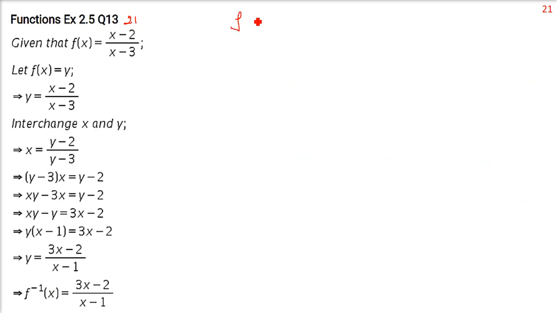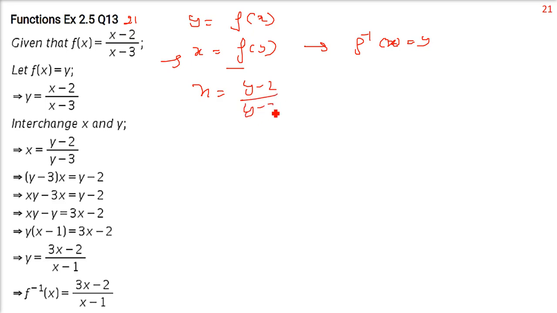f(x) equals y is how we do all the functions. But when we do inverse, we change the positions of x and y. So x becomes equal to f(y), and from here we will get f inverse equals y. So we start with x equals f(y), then we try to find y, and finally we put y as f inverse x. We start with x equals f(y) because this is the actual inverse. y equals f(x) is the general main function; x equals f(y) is our main one here, meaning the inverse one.